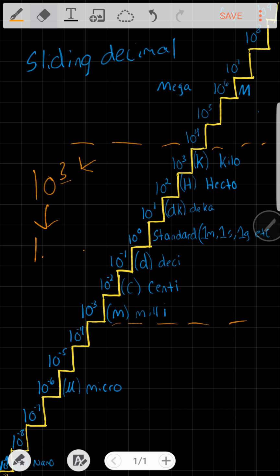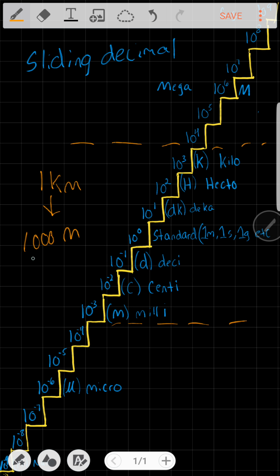Now I want to make sure you understand this. What this is saying is that if I have 1 kilometer, 1 km of something, that's going to make it 1,000 meters, because that's what that exponent is. So 1 km is 10 to the 3 meters.